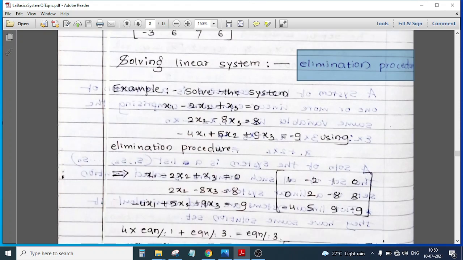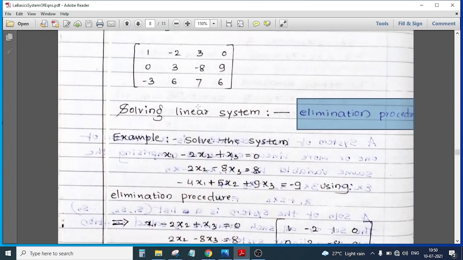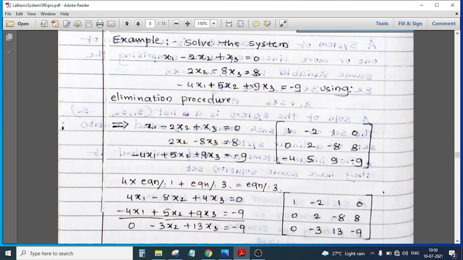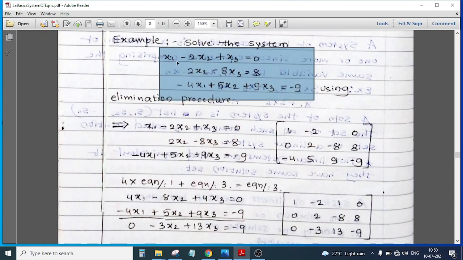Now, let us consider the same equations here. See here, we have considered your equations: x1 minus 2x2 plus x3 equals 0, 2x2 minus 8x3 is equal to 8, minus 4x1 plus 5x2 plus 9x3 is equal to minus 9. So we will be solving these equations by the elimination procedure.